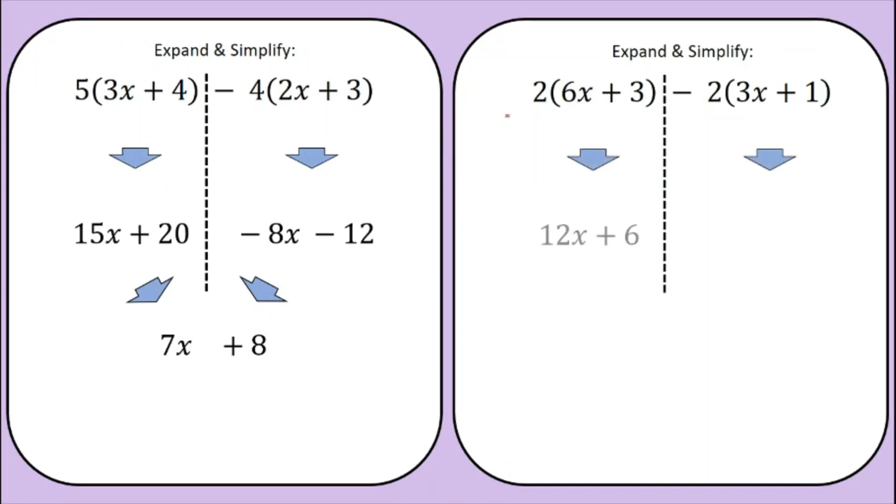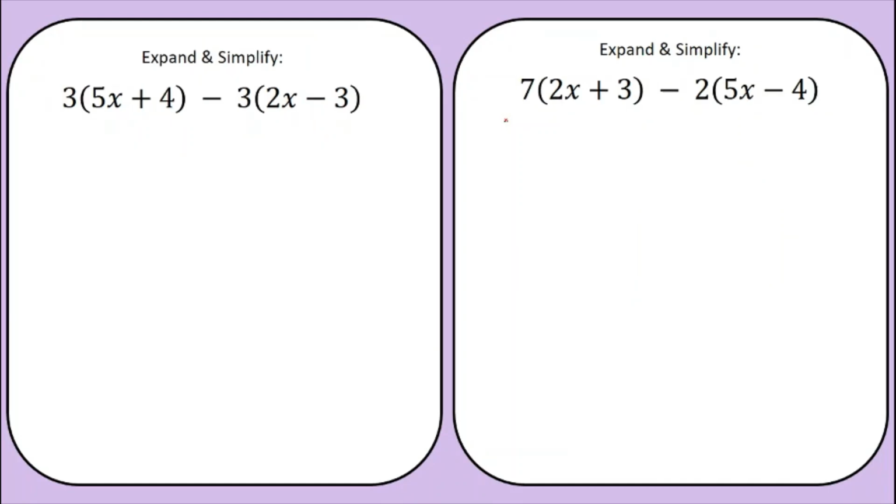Okay. 12x plus 6 minus 6x minus 2. Combine those together, I get 6x plus 4. And the final one. It's a final example of these.